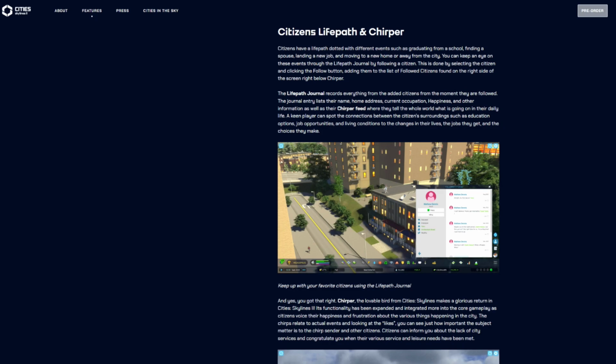The Life Path Journal records everything from the added citizens from the moment they are followed. The journal entry lists their name, home address, current occupation, happiness, and other information, as well as their Chirper feed, where they tell the whole world what is going on in their daily life. A keen player can spot the connections between the citizens' surroundings, such as education, job opportunities, and living conditions, to the changes in their lives, the jobs they get, and the choices they make. Cool. Keep up with your favorite citizens using the Life Path Journal.